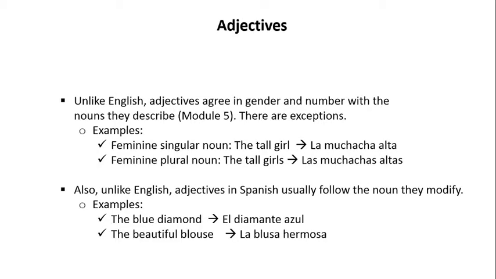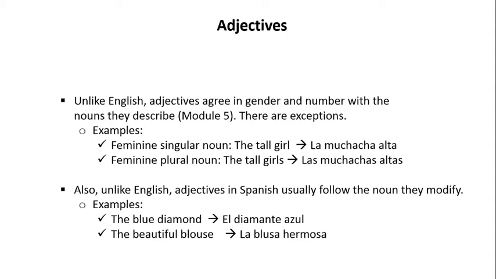Let's shift now to adjectives. Unlike English, adjectives agree in gender and number with the nouns that they describe. Please see Module 6 for more details. Of course, there are exceptions, and that is covered in Module 5. Let's take some examples. The first example is of a feminine singular noun. Now, the tall girl, in Spanish, la muchacha alta. The second example is of a feminine plural noun. The tall girls, las muchachas altas. So we have an agreement here in the gender and number with the noun.